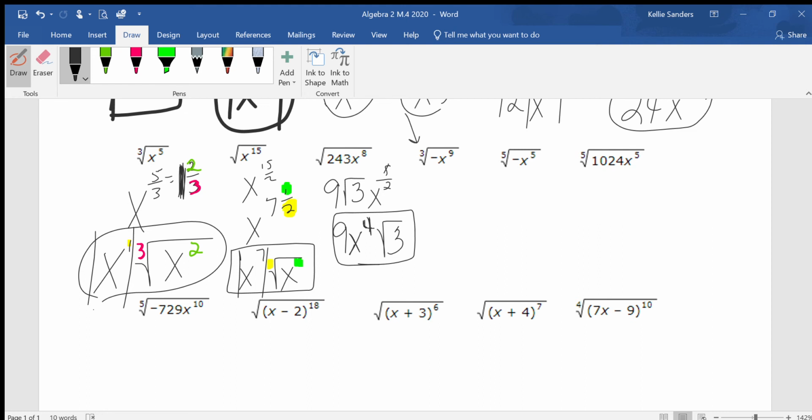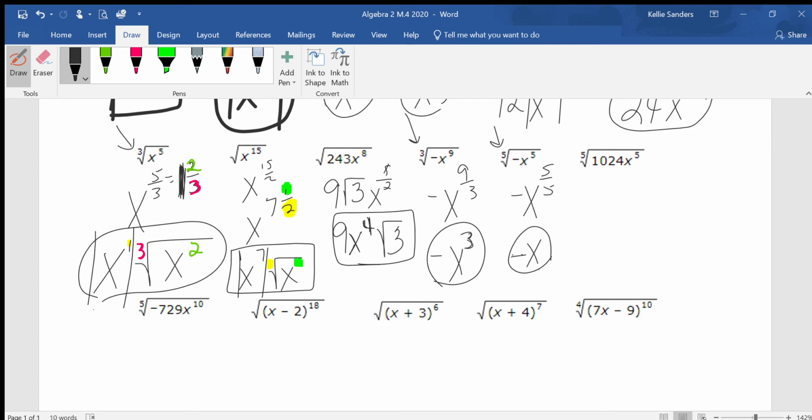This is odd. That one is odd. This one is odd. Whenever it's odd, you don't have to worry about absolute values on the answers. You only have to worry about absolute values if your root is even. So, negative x to the 9 over 3. 9 over 3 is 3, so it would be negative x to the 3rd. Negative x to the 5 over 5. 5 over 5 is 1. So your answer is negative x.